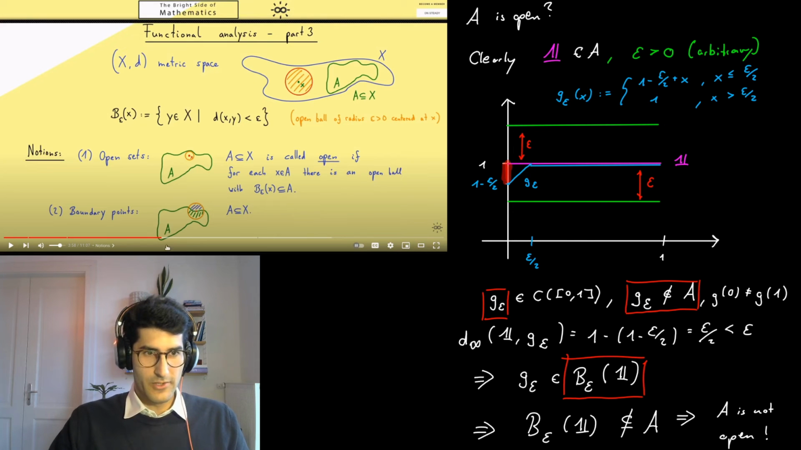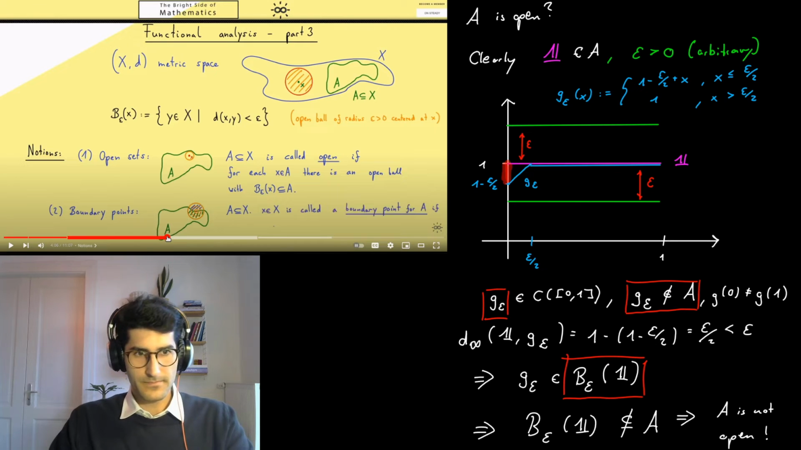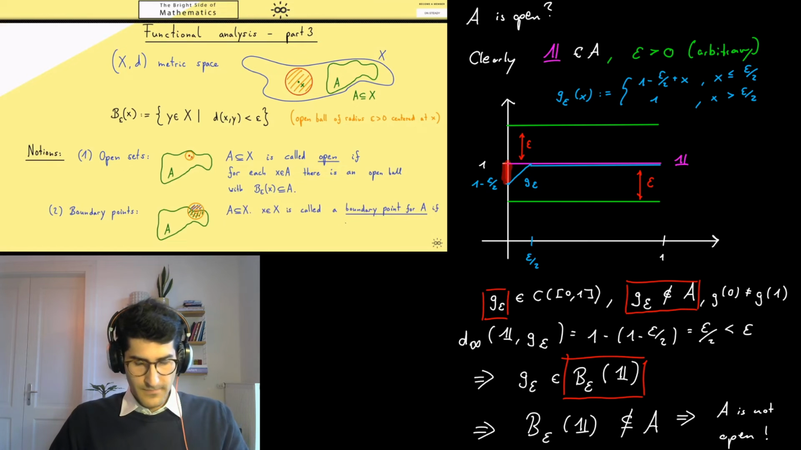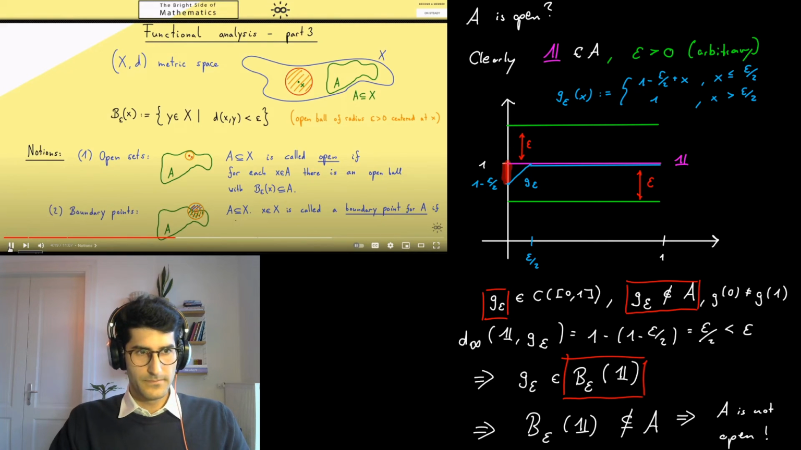Let's take a look at the definition. The definition reads: a point x from the whole metric space X is called a boundary point for A if all open balls around x contain points from A and the complement of A. For the formula here, we just use the intersection and say this one can't be empty, and also not the one when you use the complement of A.